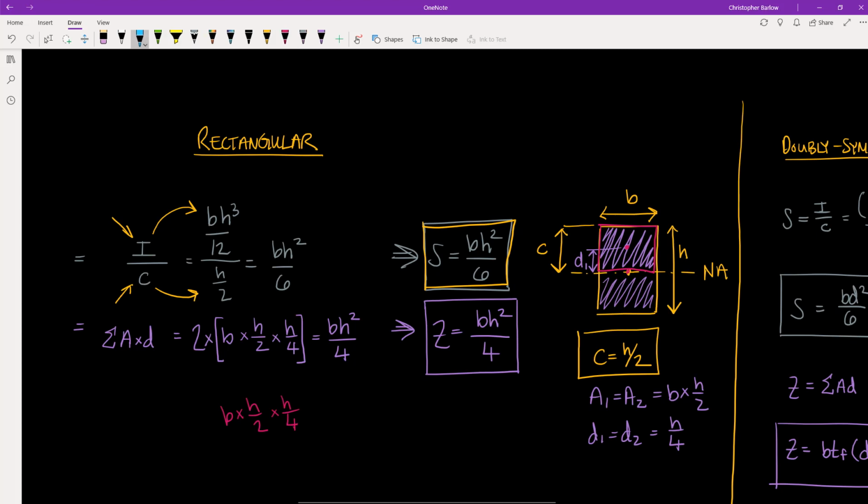And since the area on the other side has the same area and the same centroid, we can simply take this and multiply it by 2. And so we get a formula for our plastic section modulus, which is bh squared over 4.